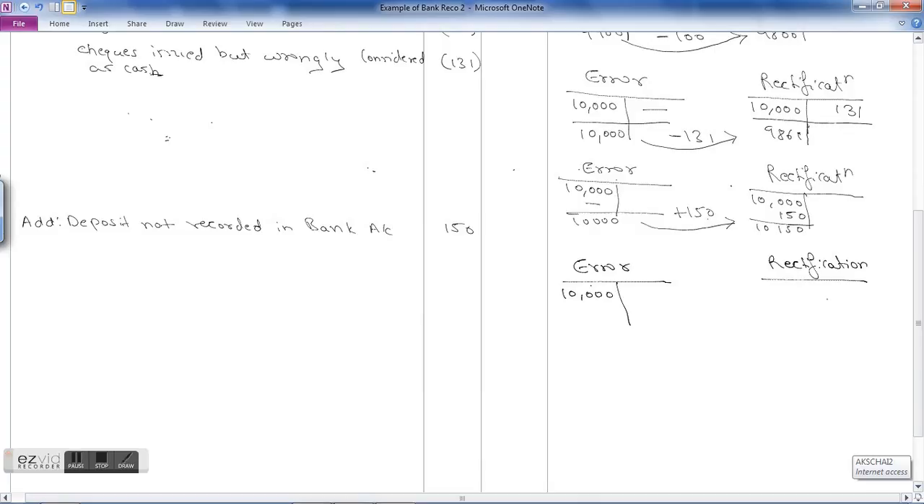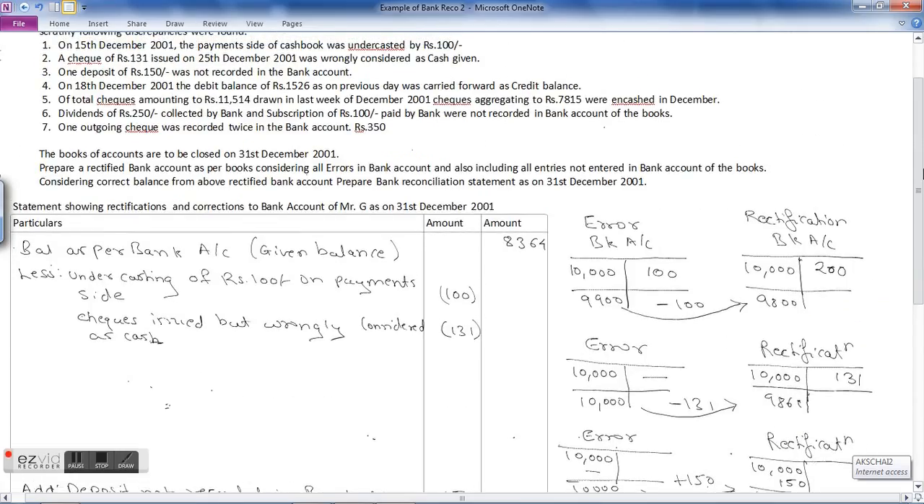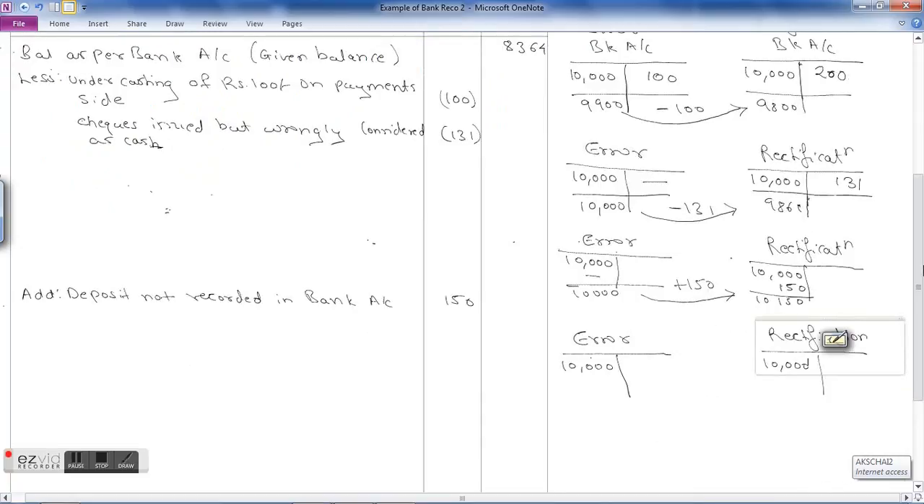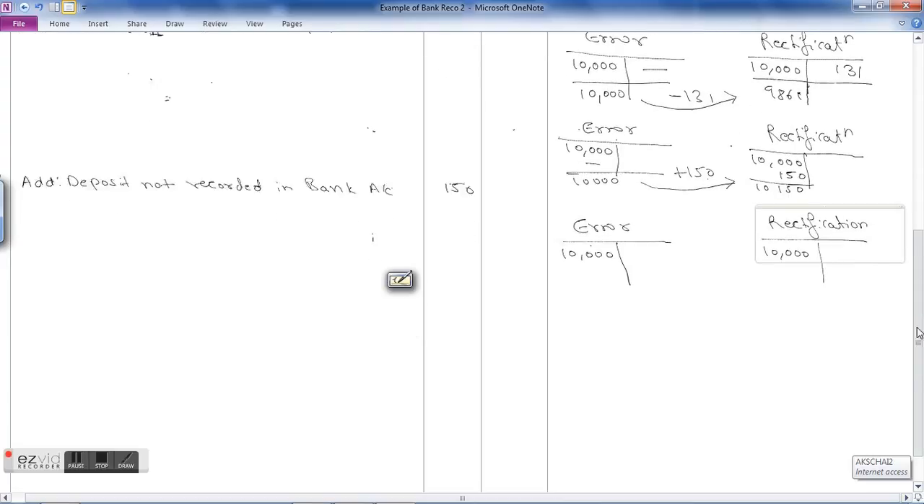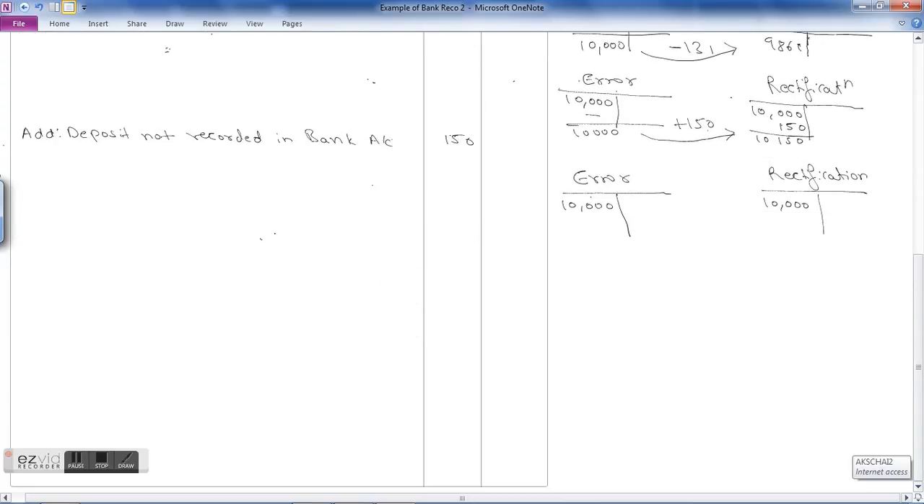Now let's say the balance was 10,000 as on 31st December. What has happened is that the debit balance of 1526 on the previous day was carried forward as a credit balance. So instead of a debit balance, it was carried forward as a credit balance. Because of this, your balance of 10,000 is showing to that extent a lower amount, by rupees 1526.